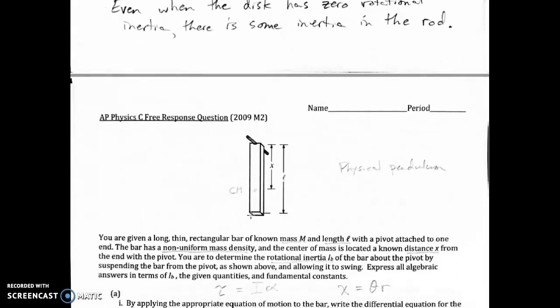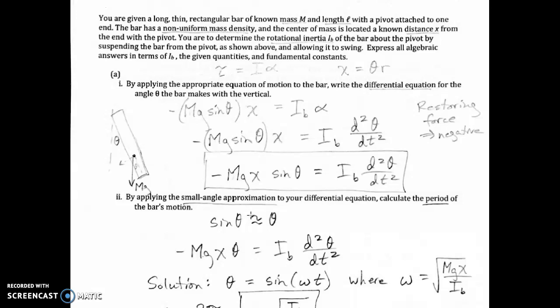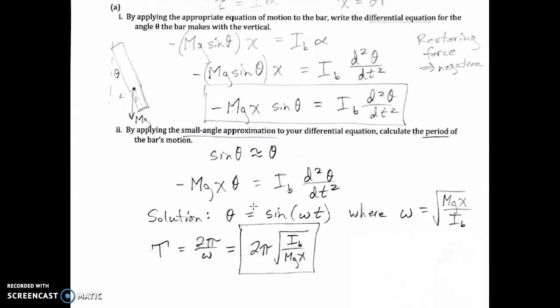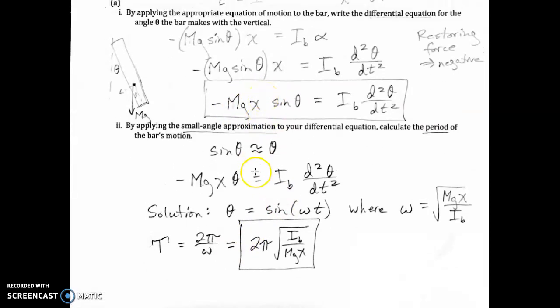And the last one is a physical pendulum. So I didn't say much about this in class, but this is a negative restoring force because it's going back towards the center. So when it's restoring, it's negative. And so that might be the one thing that you didn't know. And then here's the small angle approximation.